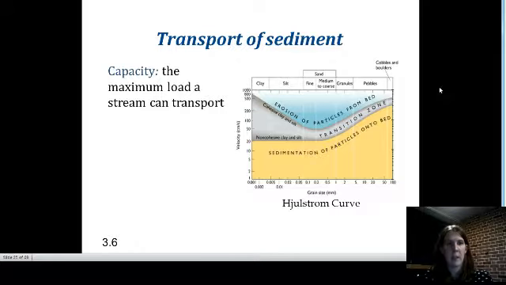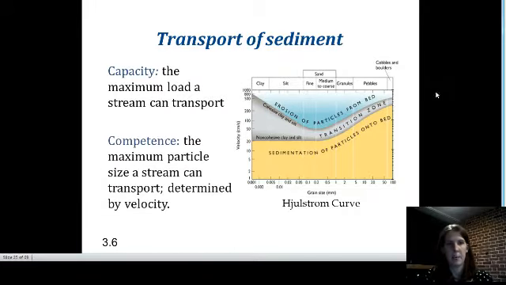Streams also have a capacity. This is the maximum load a stream can transport. So streams can only carry so much sediment at a time. And then competence, which is the maximum particle size a stream can transport, determined by velocity. So this table here gives us what the competence of a stream would be. If we can measure the velocity, then we can tell you what the competence would be.